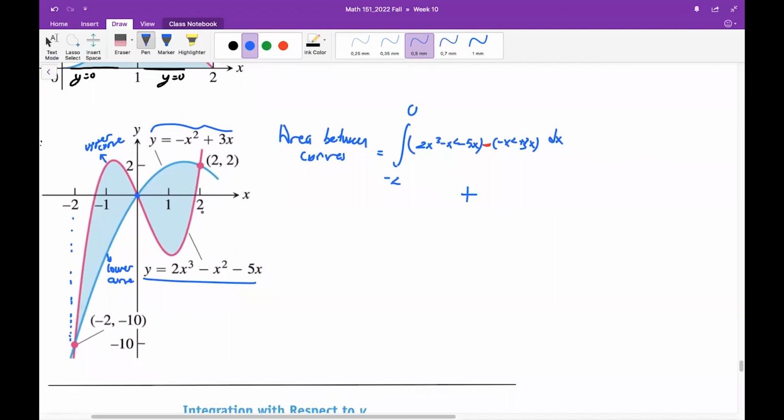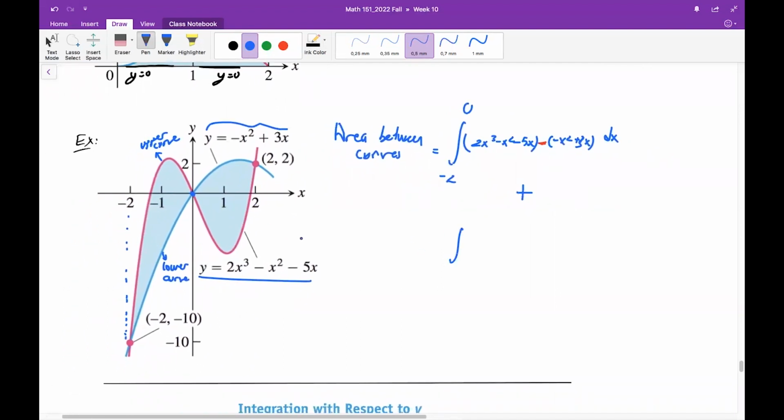Plus, now on the right side, what happens? Now from 0 to this point, which is 2, this time the blue curve is the bigger one, so I will write the bigger minus the smaller, the upper curve minus the lower curve. The pink one is the lower one on the right side. Like this, the integral is with respect to x.